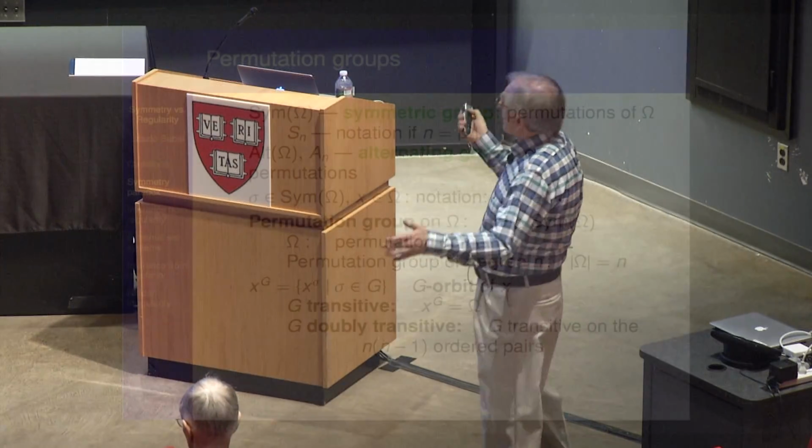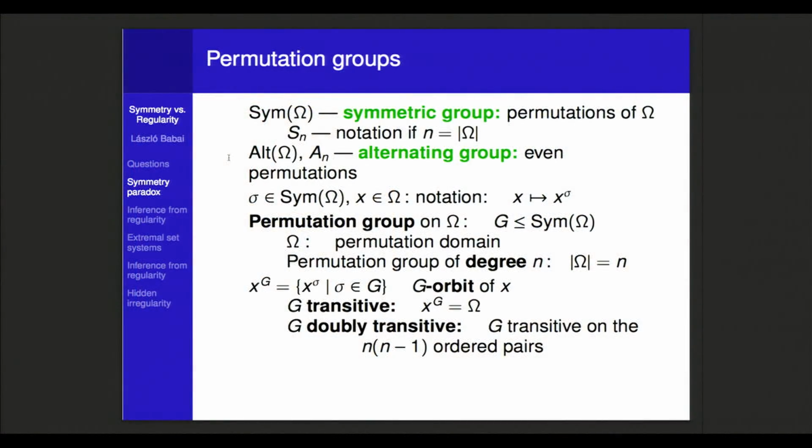Okay, so a quick introduction to permutation groups. Here is some notation. The symmetric group acting on a set omega, which I call the permutation domain, is denoted like this. If I don't want to specify the domain, only how many elements it has, then it is denoted by S sub n. The alternating group is half of this; it consists of the even permutations. The notation will be that operators are written in the exponent. So if x is an element of the domain and sigma is a permutation, then x goes to x to the sigma. A permutation group is just a subgroup of the symmetric group.